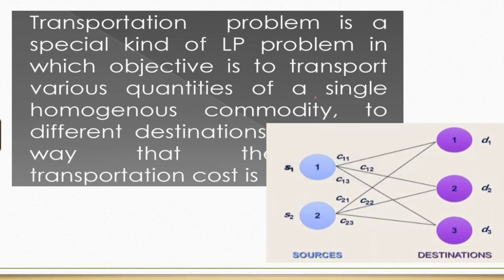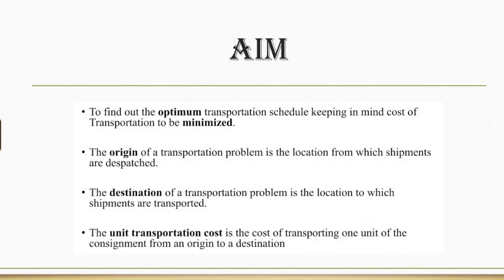This is what it looks like: we have two sources here, as you can see. One source can go to three destinations, through three different routes, denoted by C11, C12 and C13. Similarly, the second source can also go to the three different destinations through three different routes. We have formulated this into the transportation problem. Our aim is to find the optimum transportation schedule, keeping in mind that the cost of transportation is to be minimized.